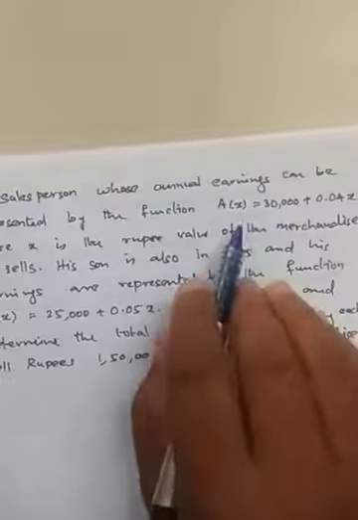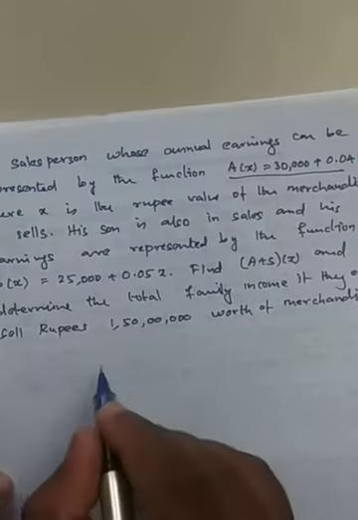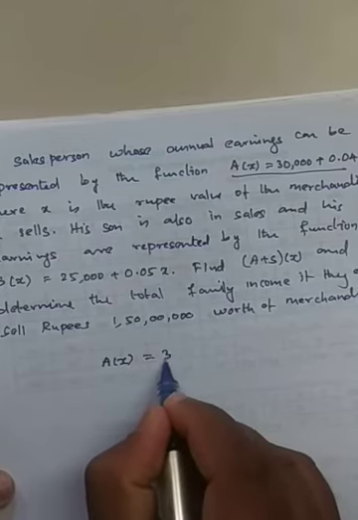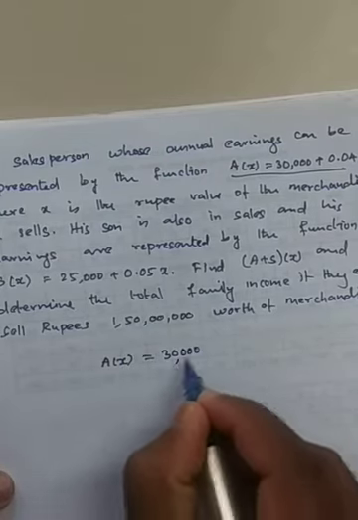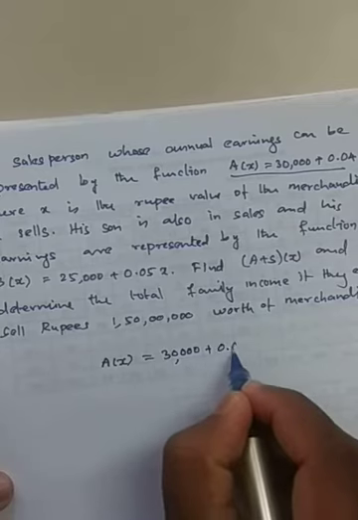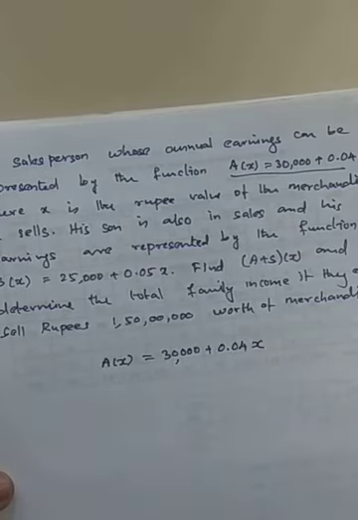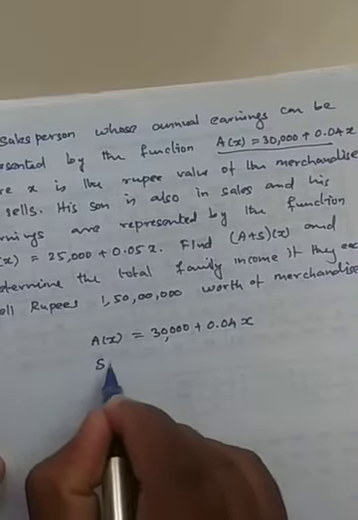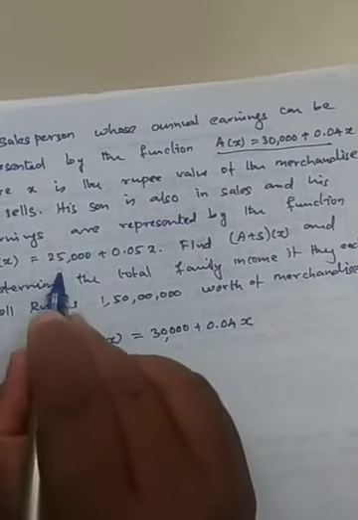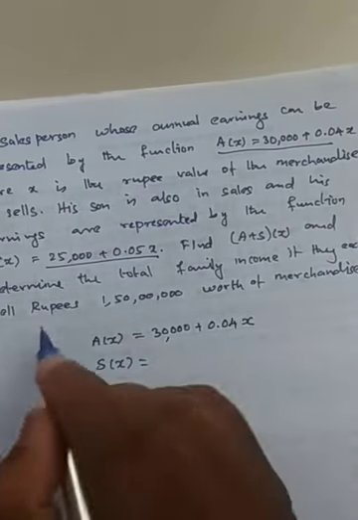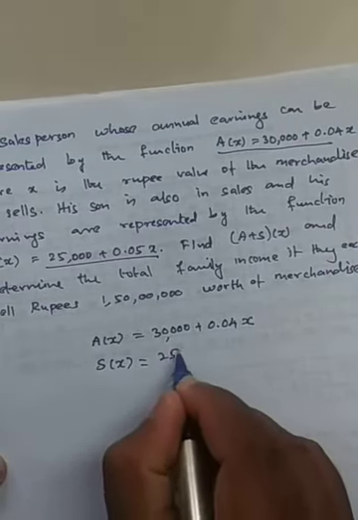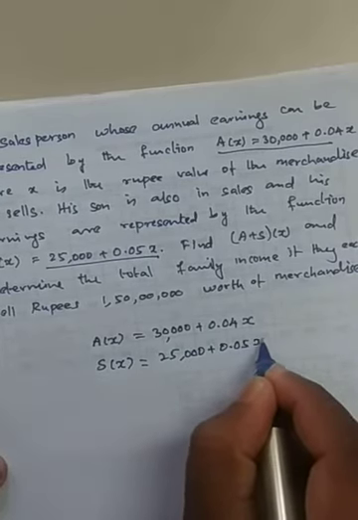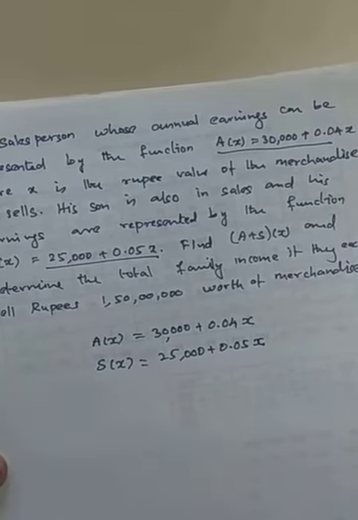So I am going to write the functions here. Two functions are there. What is a of x? It is 30,000 plus 0.04x. That is a of x. The next one we have is s of x, the son's. It is 25,000 plus 0.05x. That is what we have here.